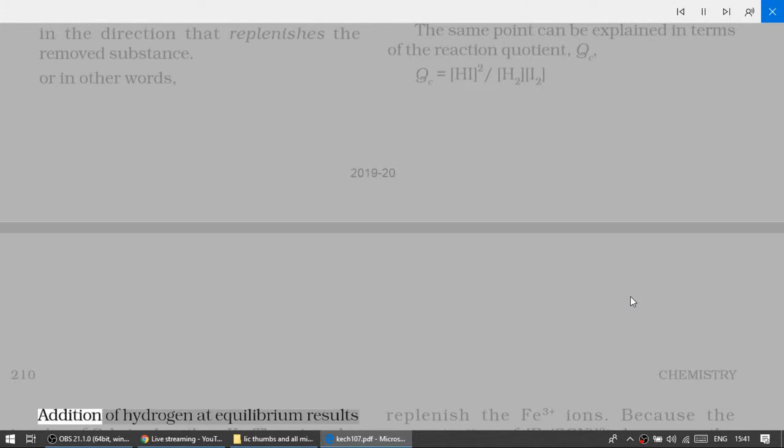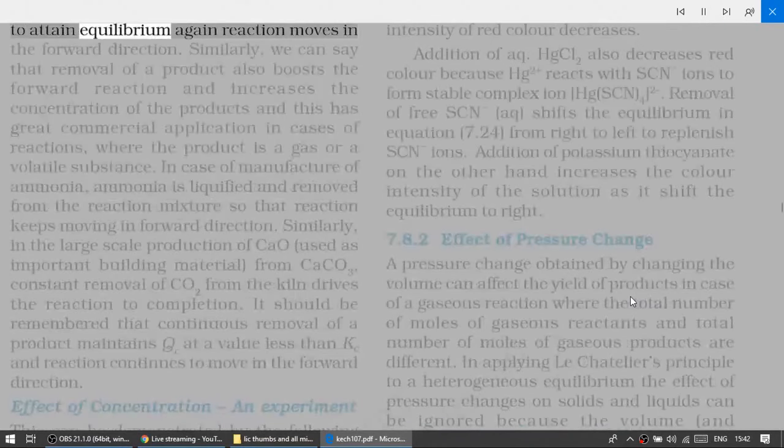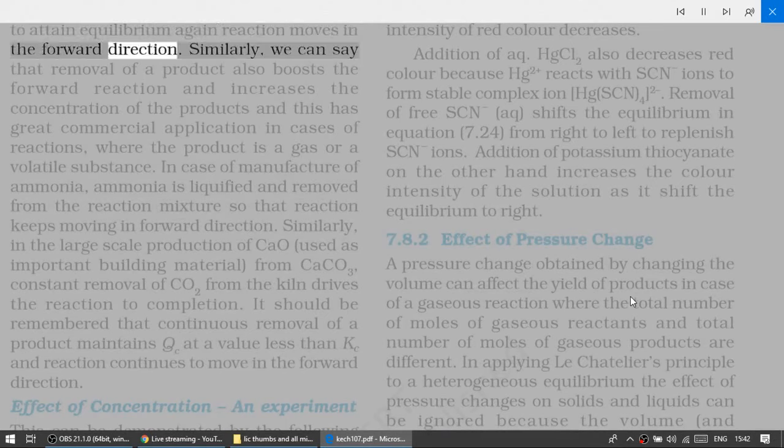Addition of hydrogen at equilibrium results in the value of Qc being less than Kc. Thus, in order to attain equilibrium again, the reaction moves in the forward direction.